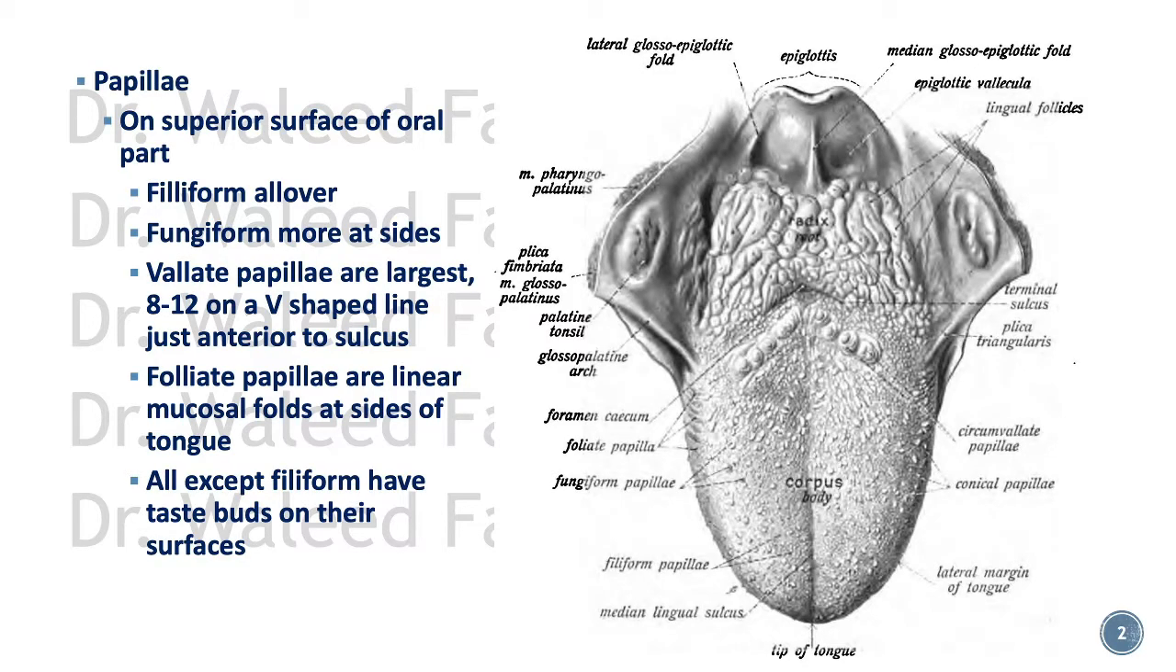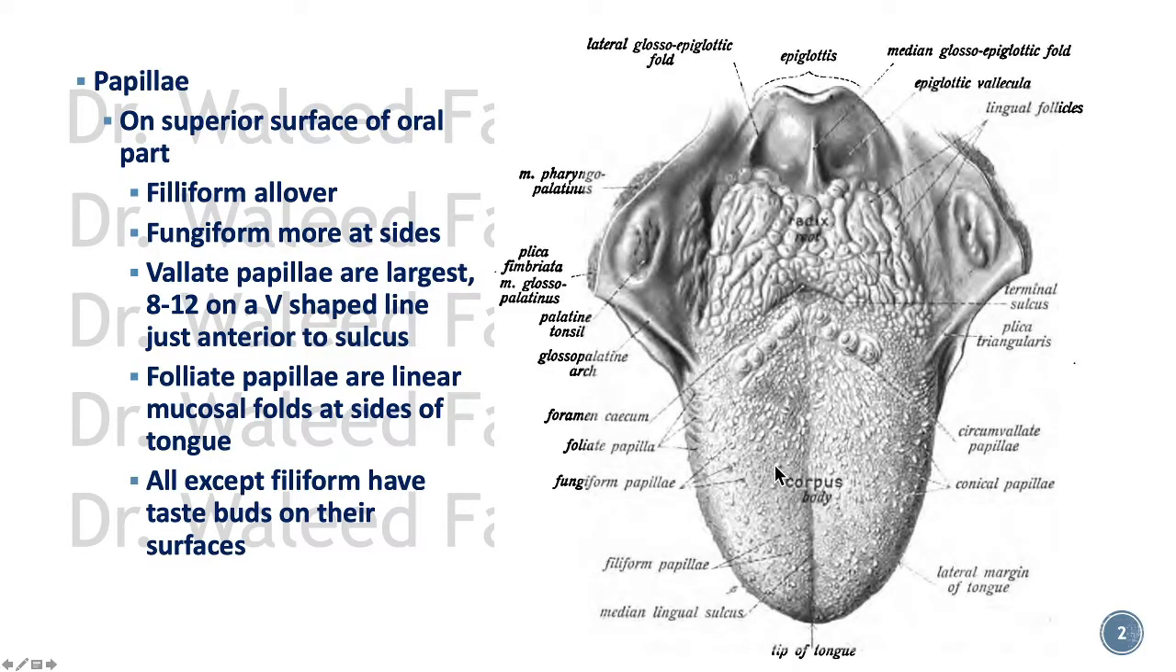Papillae: the tongue surface is rough to have better handling of food. We have four types of papillae. Filiform papillae are all over the tongue. Of course, we are talking about the anterior 2/3, and no papillae on the posterior 1/3. The filiform papillae are finger-like projections on the surface of the tongue.